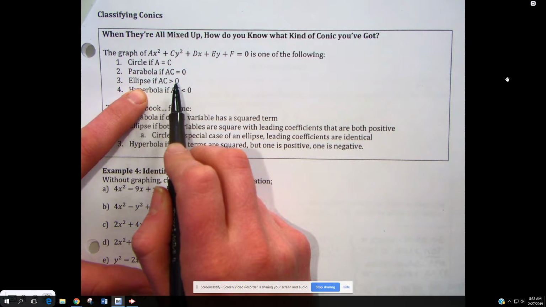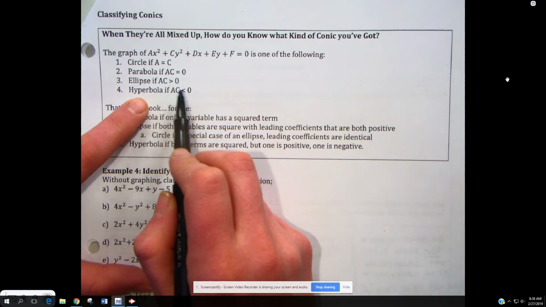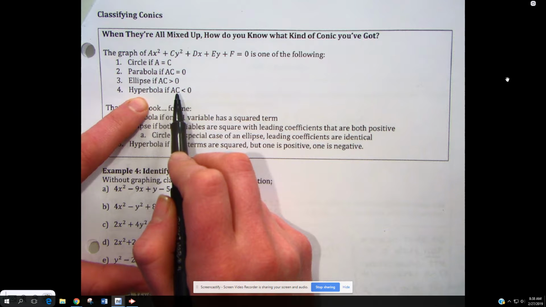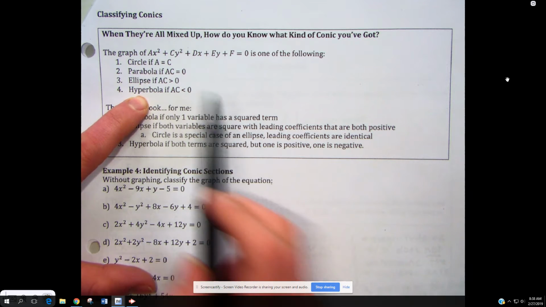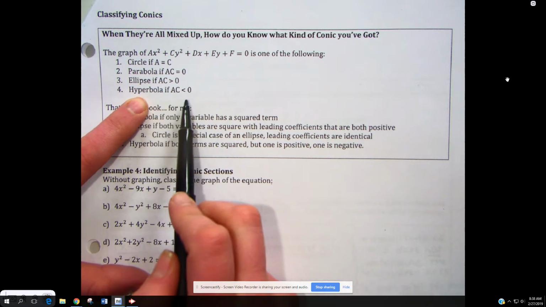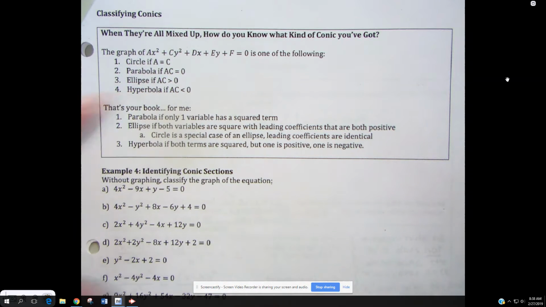In an ellipse, both A and C are positive, right? And in a hyperbola, one of them has to be negative. Think about how we just set them up. We talked about the positive square term being the transverse axis and the one that's being subtracted. Well, that would mean that if you multiply A and C together, you'll get a number less than 0. I don't really have it memorized quite so mathematically.